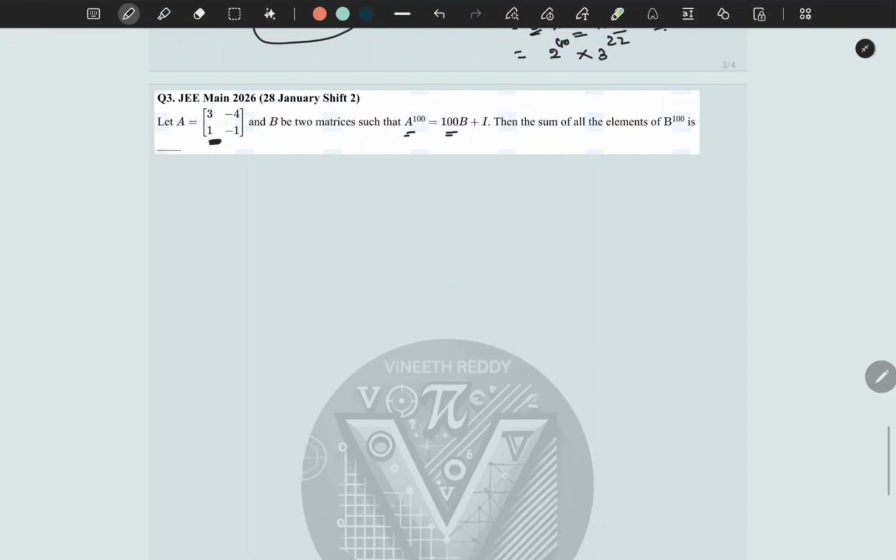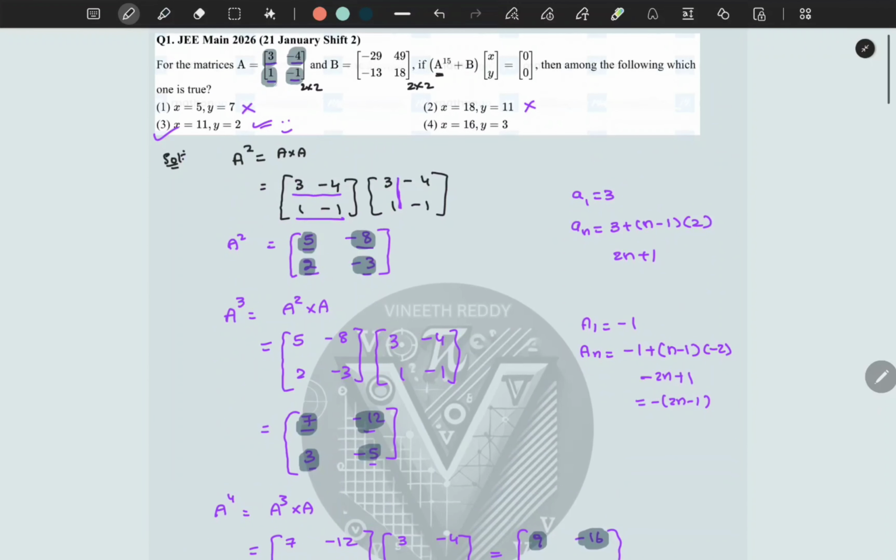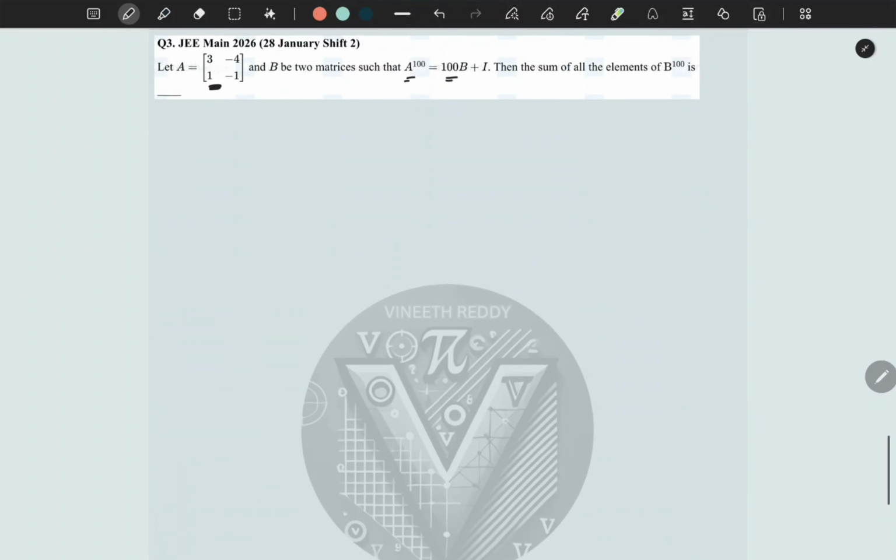So the next question says: let A be the matrix [3 -4; 1 -1] and B be two matrices such that A to the power 100 is equal to 100B plus I. Then the sum of all the elements of B raised to the power 100 is... Okay, this matrix is the same as in question 1: 3, minus 4, 1, minus 1. So the matrix is the same.